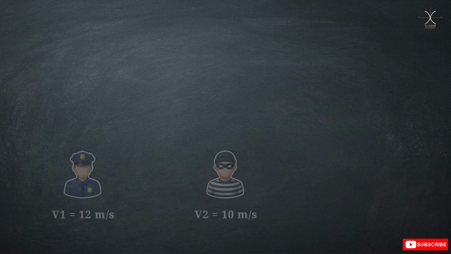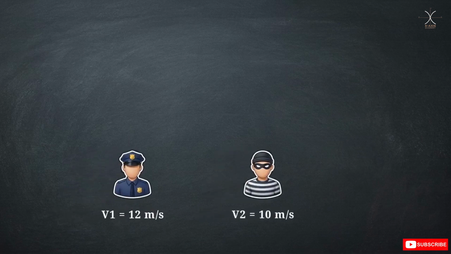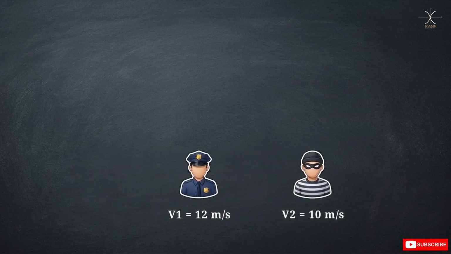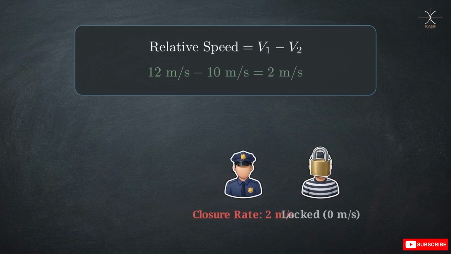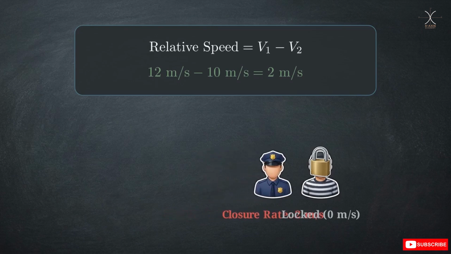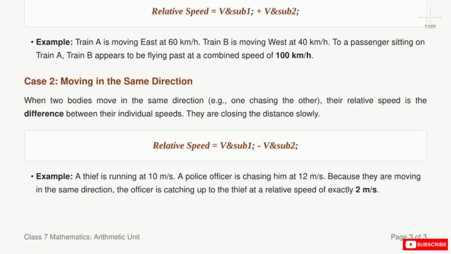The math flips when two bodies move in the same direction, like one chasing the other. Because they close the distance slowly, their relative speed is the difference between their individual speeds. Instead of tracking two separate moving targets, relative speed allows you to lock one object in place and calculate a single predictable rate of closure. In case 2, a police officer chases a thief. The officer runs at 12 meters per second, the thief at 10 meters per second. Subtracting the two shows the officer catching up at a relative speed of exactly 2 meters per second.